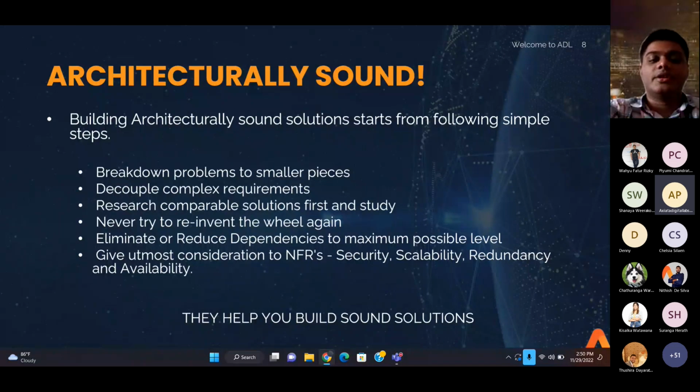Elimination or reduction of the dependencies to the maximum possible level is also important. For example, you should not just get npm.js libraries and integrate them. No, you should study based on their downloads, their current week's downloads, the years they have been in the market, and the last update of the repo. Those things are needed to select a dependency. But ideally, reducing or eliminating such dependencies is best.